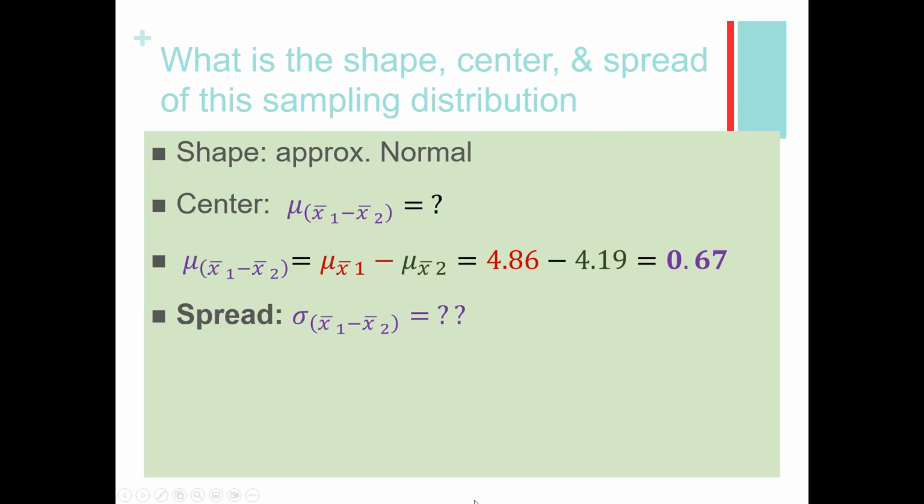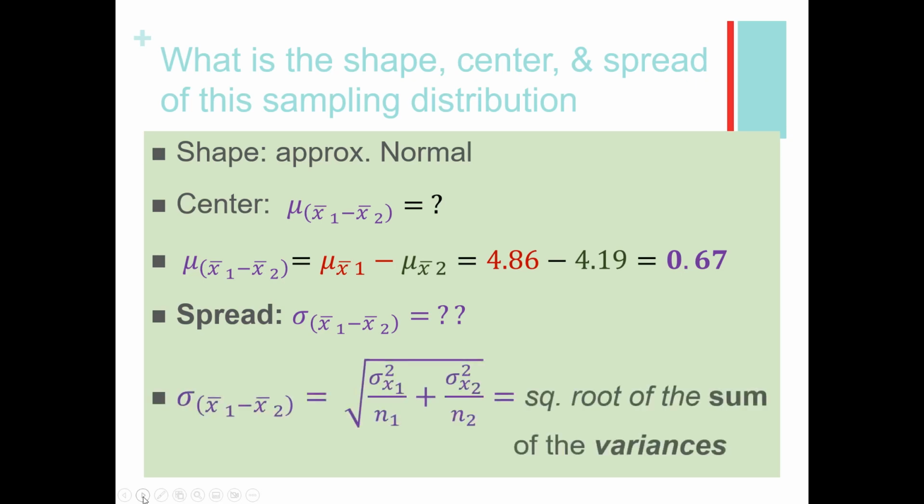What about the spread for the difference of sample means? The standard deviation for the sampling distribution of the difference of sample means. Now, if we remember from before, when we have independent random variables, we cannot just take the difference of the standard deviations or even add them together. What we actually have to do is find the variance of each, add those variances together, and then take the square root. So the standard deviation of the sampling distribution for the difference of two means is really going to be the square root of the sum of the variances divided by each of their respective sample sizes.